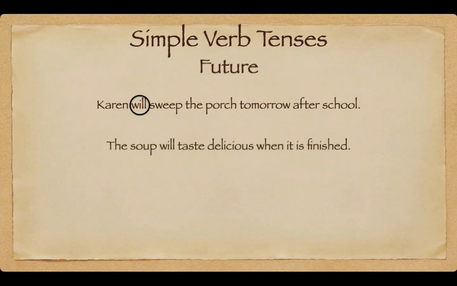In this example, the soup will taste delicious when it's finished. The future linking verb will taste connects the soup to the description delicious and lets the reader know that the soup isn't currently delicious but will be when it's finished in the future.